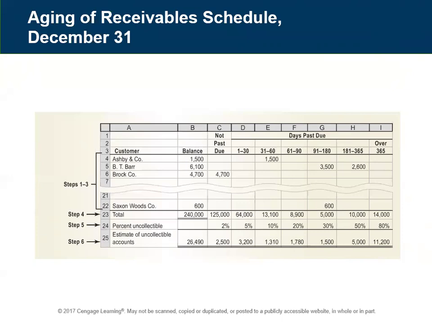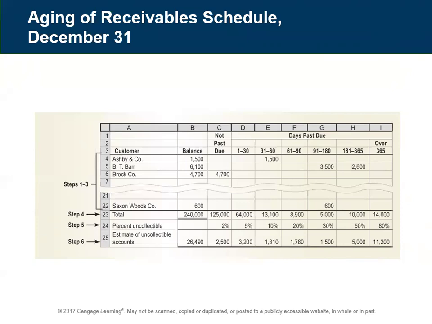We should stop selling to them, and we probably already did. But this tells us that too. As we do that aging, it's like, okay, wait, they're not paying their bill. You know, they're cut off. And then Brock Company, it's not even due yet. It's not past due. So their bill is current. So we would do that for every customer. That's the first 3 steps.